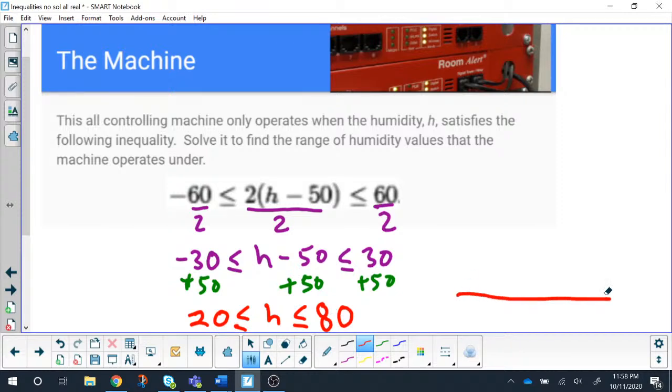I'm not asking you to graph it, but of course, always good to think about what that would look like. I got 0 here. Here's 20. Here's 80. So we would have a filled in circle at the boundary point, since it could be equal to 20 and 80, probably percent, whatever it's measured in, for the humidity between 20 and 80, and it could be equal to 20 and 80. All right, there's one more problem for you to do.